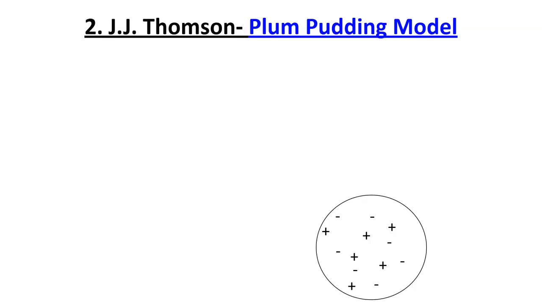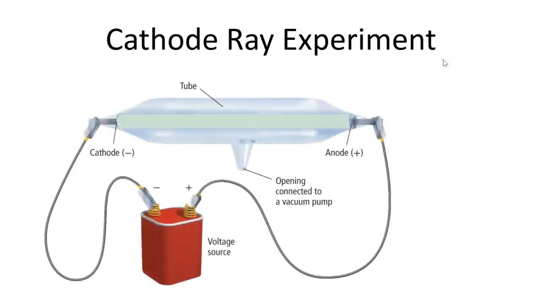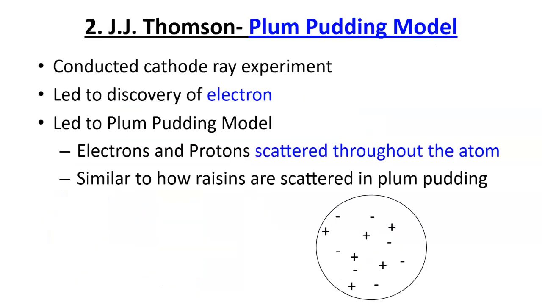Thomson's work followed, from which he came up with the plum pudding model. Thomson did the cathode ray experiment, where basically he had some particles traveling through this vacuum tube here, and he noticed some deflection, so he concluded that there were subatomic particles, positive and negative, and that they are most likely scattered all throughout the atom, as illustrated in his model there. It's called the plum pudding model because he said the particles are spread out just like the raisins in plum pudding, which is an English dessert.